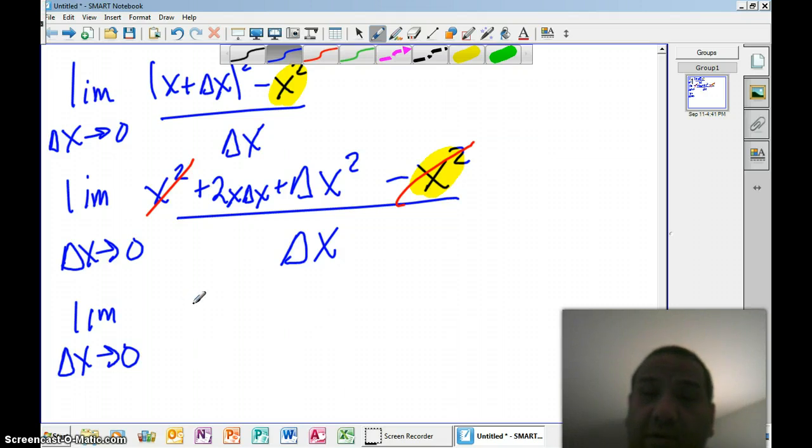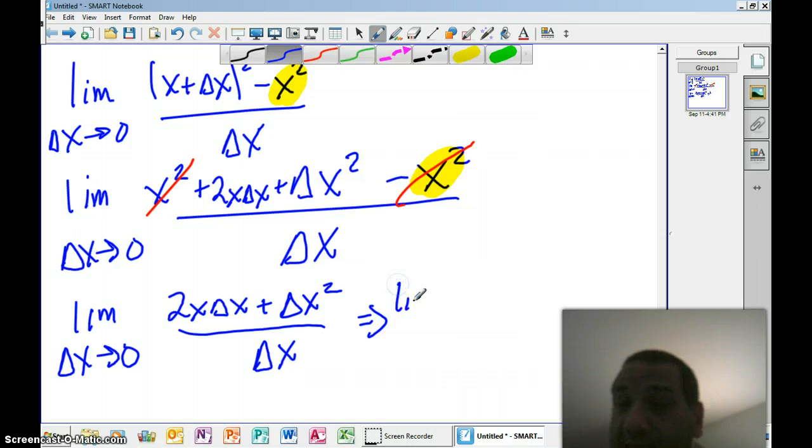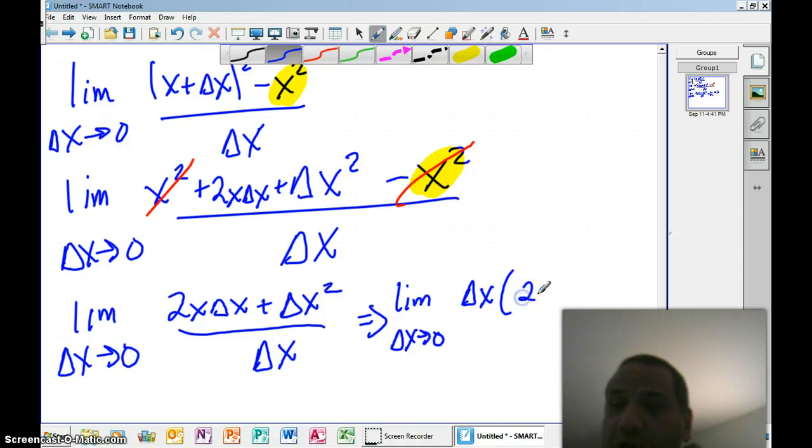So now I'm left with 2x delta x plus delta x squared all over delta x. Now, I'm going to factor, bring that limit along. I practice what I preach. And I bring that limit along, and I factor out a delta x. When I factor out a delta x, it becomes 2x plus delta x. And then on the bottom is delta x.